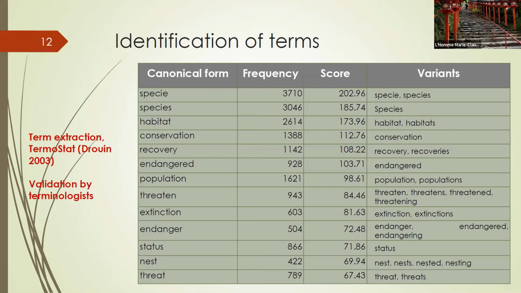Now, this is an example of the kinds of results we can obtain. This is the result of the submission of a corpus on endangered species. And the results are pretty good, but of course they must be validated by terminologists. So we go down the list. Some of these candidates will have to be removed.